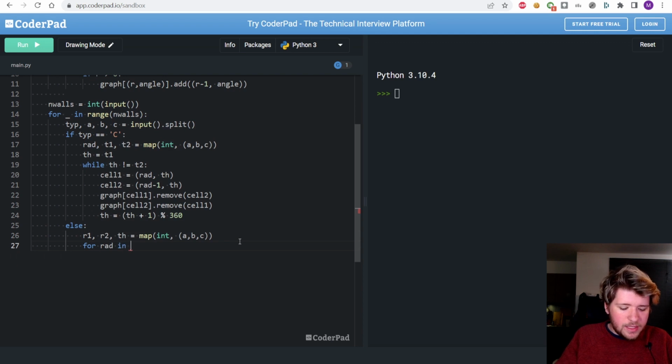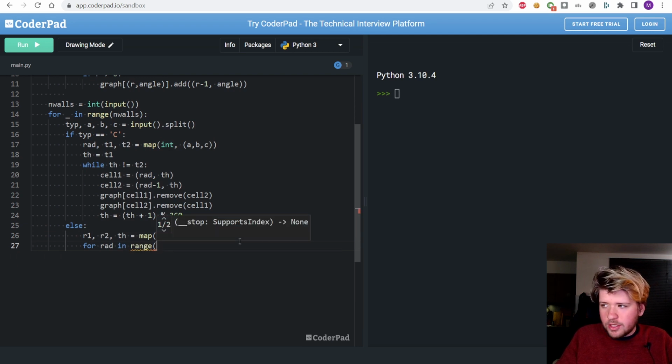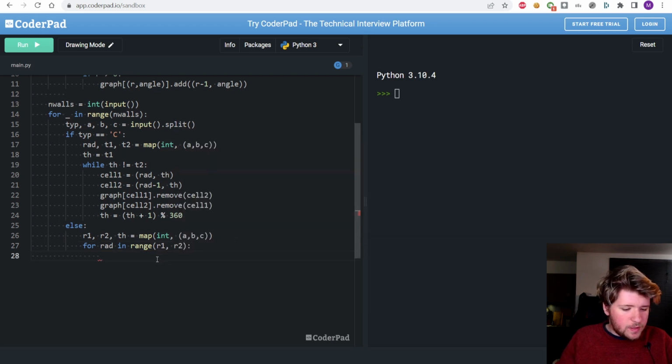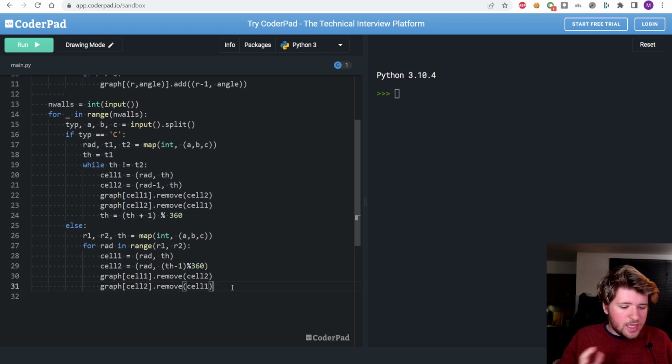Here it will be a bit easier because we can just take the range between R1 and R2. We don't have to do any funky stuff with the modulo since the radius doesn't wrap around. Cell 1 will be again the radius and the angle that's provided. And the second cell, here we have to do some of the weird operations with the circle. It will be the radius as a first argument, and the other one will be the angle -1 modulo 360 again. Then we can remove each cell from the neighboring of the other, and this will give us the final graph.